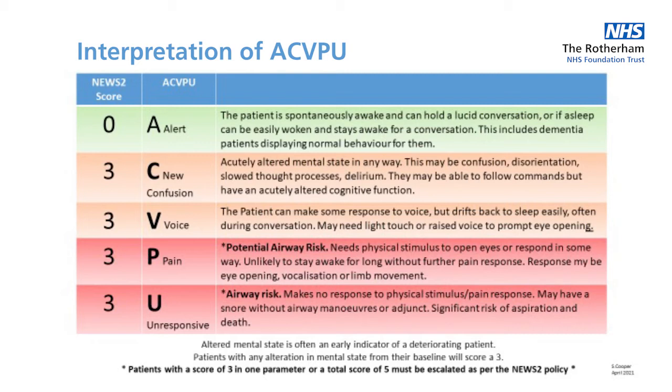So it's really important that we understand each level of the scoring tool. If someone is scoring a 3 for new confusion, this is not just about confusion, it's also about disorientation, slowed thought processes, delirium. It could also be a change in the patient's behaviour. They could be suddenly more aggressive, which is completely out of character for that patient. So it's important that we know what that patient's normal is when we're allocating a score.